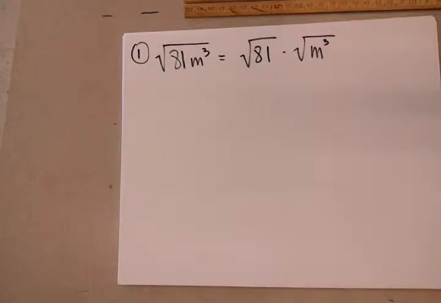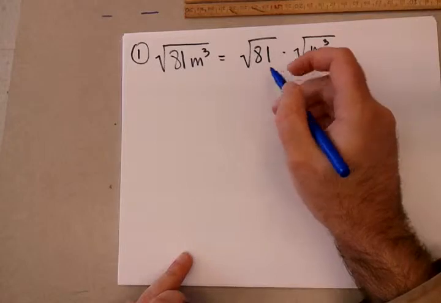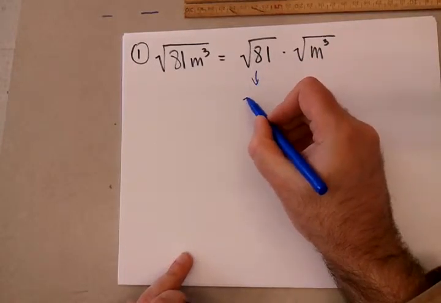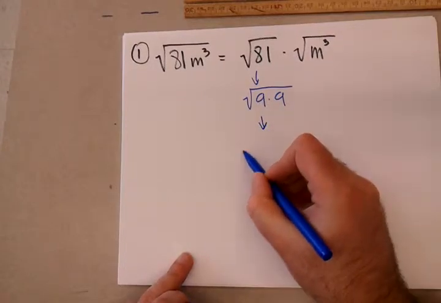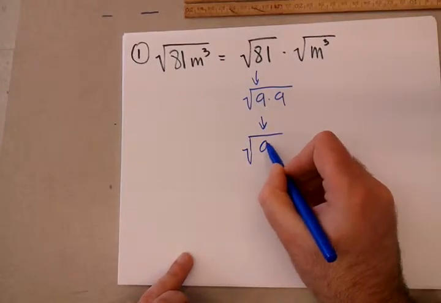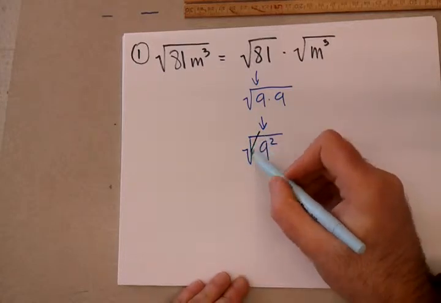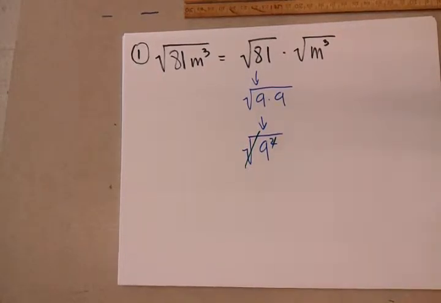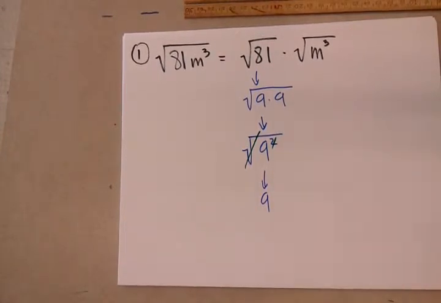So that is composed of 9 times a 9, or a 9 squared. Now, as we know, anything to the power of 2 can cancel its root. So all you're left with in the end is just a 9 from that first radical.